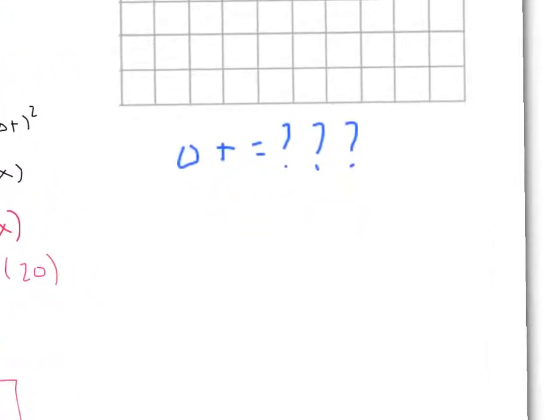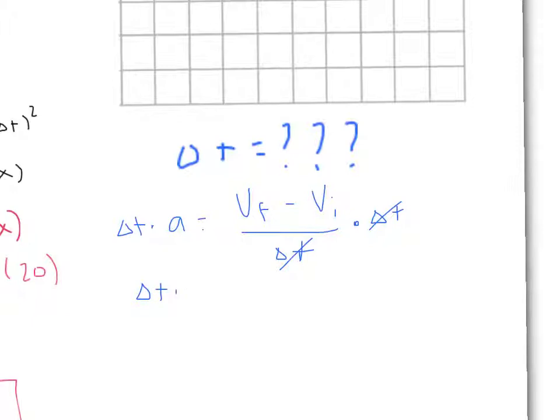So, if acceleration is equal to v final minus v initial all over delta t, if I want to get delta t by itself, I have to multiply both sides by delta t. These two delta t's divide, and I multiply this side by delta t as well. So our new equation looks like delta t times the acceleration is equal to v final minus v initial.